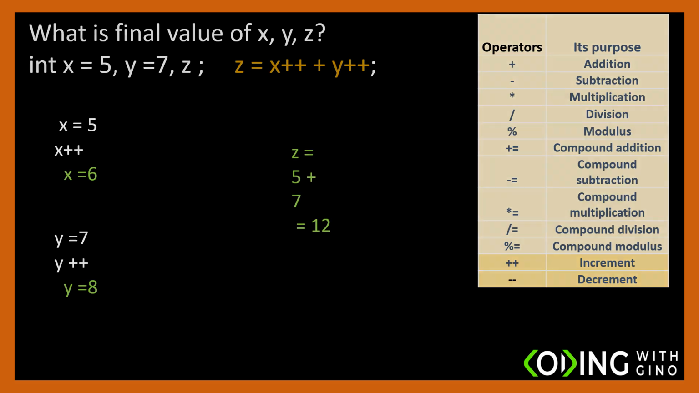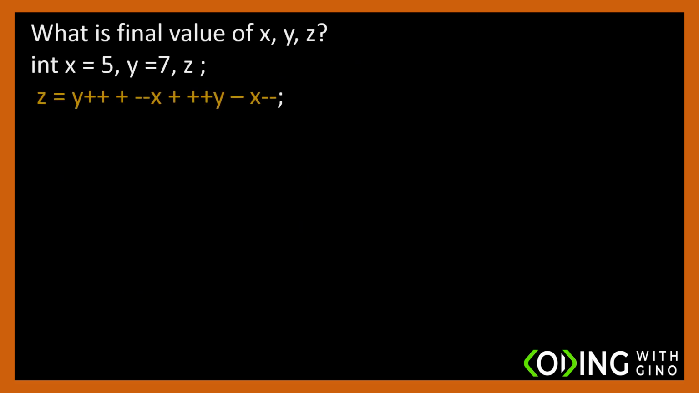Next. Here's the last practice question. z = y++ + --x + ++y - x--. First step is to break down all the operations. Value of y is 7. We have y++. Value will be consumed first and then incremented. In the equation, replace y++ with 7, and then its value is incremented to 8.